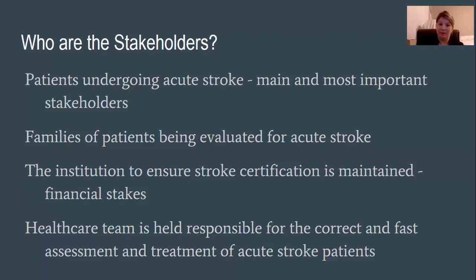The family of the patient being evaluated is another stakeholder. The institution, to ensure stroke certification is maintained, there are high financial stakes involved in stroke care. Liability. The healthcare team is held responsible for correct and fast assessment and treatment of acute stroke patients. So they are also considered stakeholders in this process.